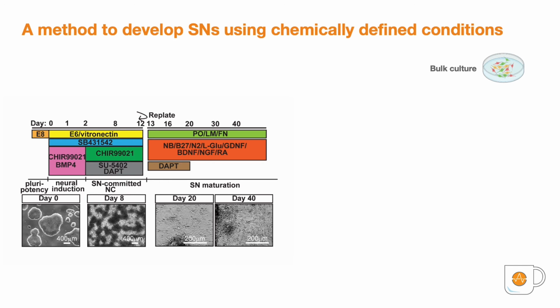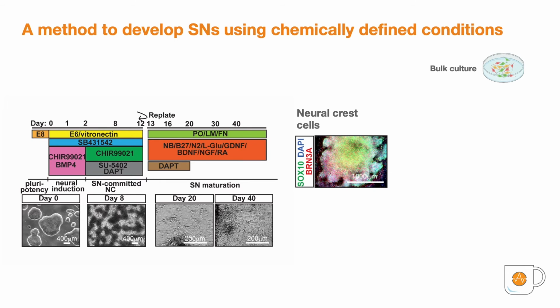To model diseases of the peripheral nervous system, we adopted a protocol to differentiate pluripotent stem cells into sensory neurons using chemically defined conditions. As you can see, the cells pass through the developmental stage of neural crest prior to differentiating into sensory neurons.